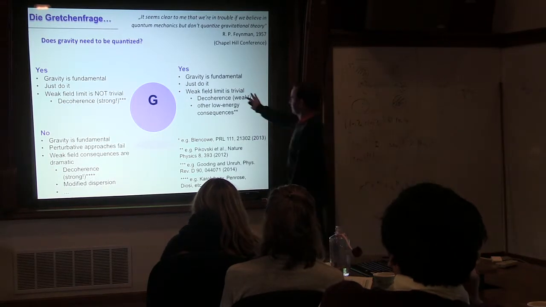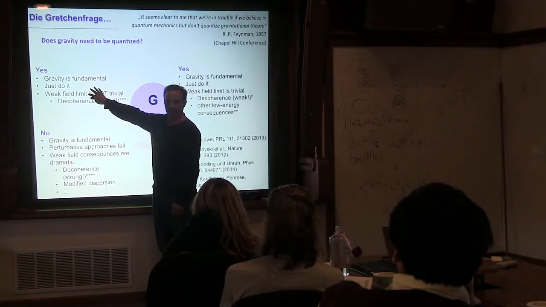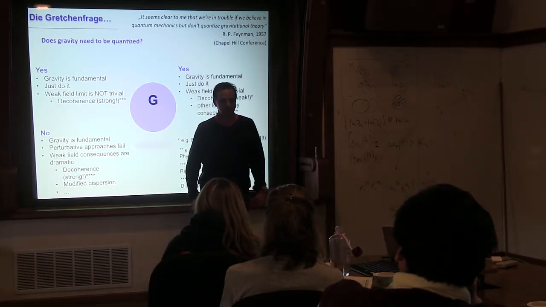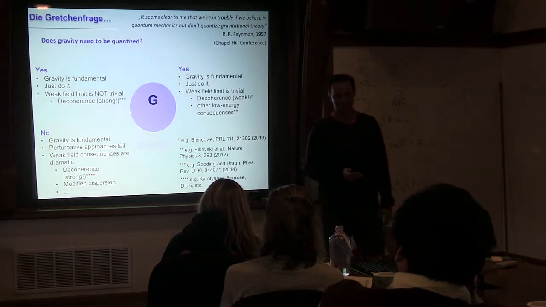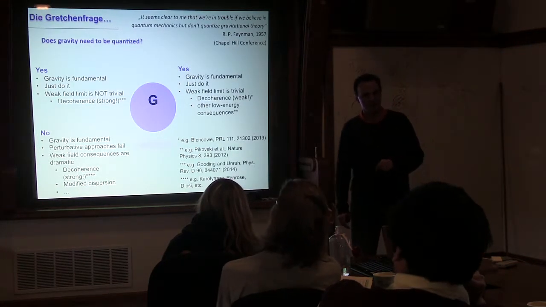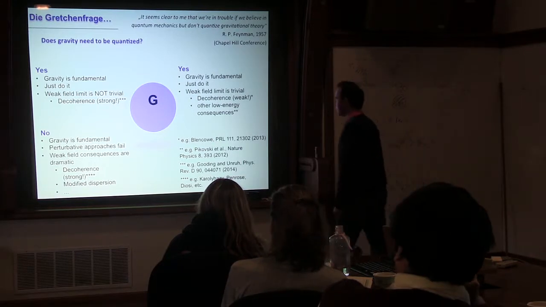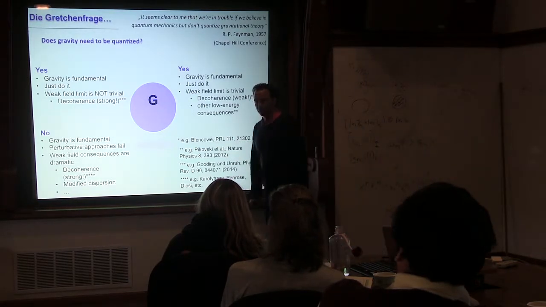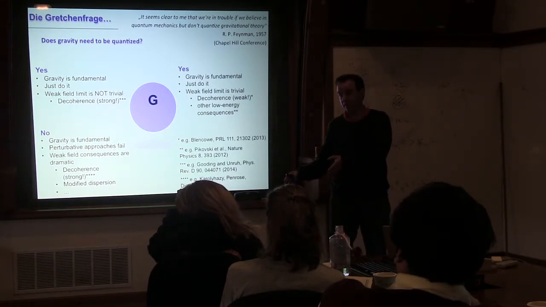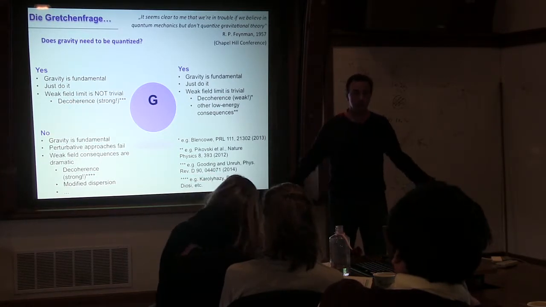So this is the one side. What is the other answer? Yes, of course, gravity needs to be quantized because gravity is fundamental. So just do it. But the weak field limit is not trivial. There are people around who say, if you do approaches like Blencowe does, or like basically 90% of the quantum field theory community does, maybe 99%, you are not allowed to do that.